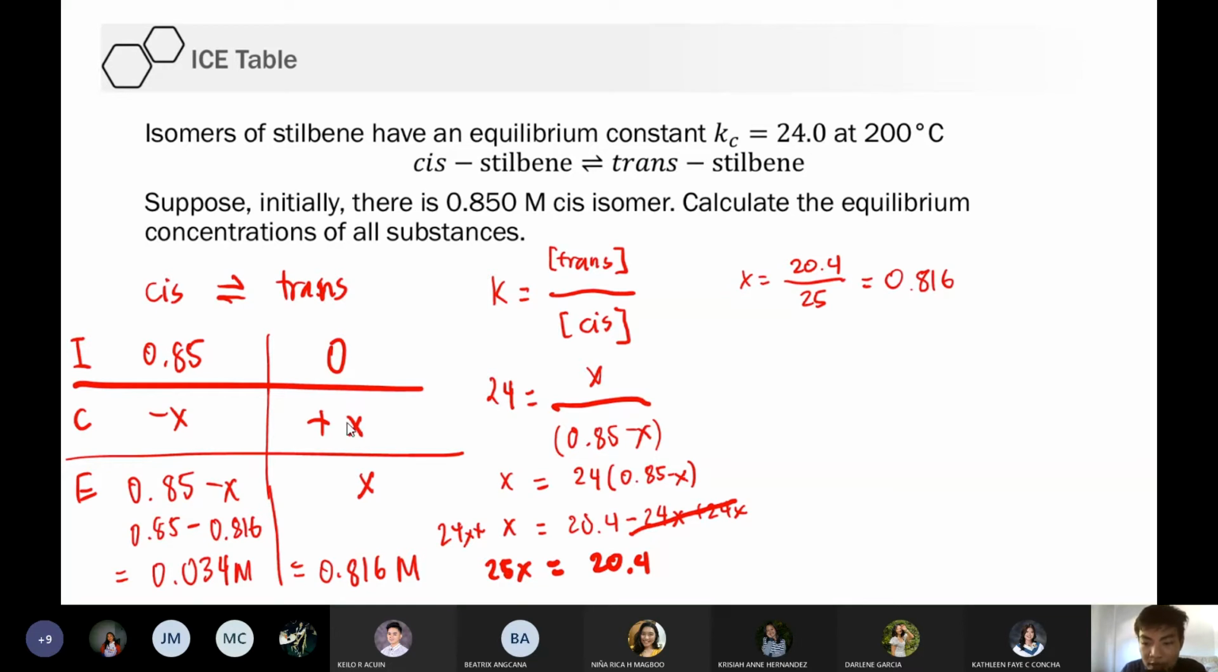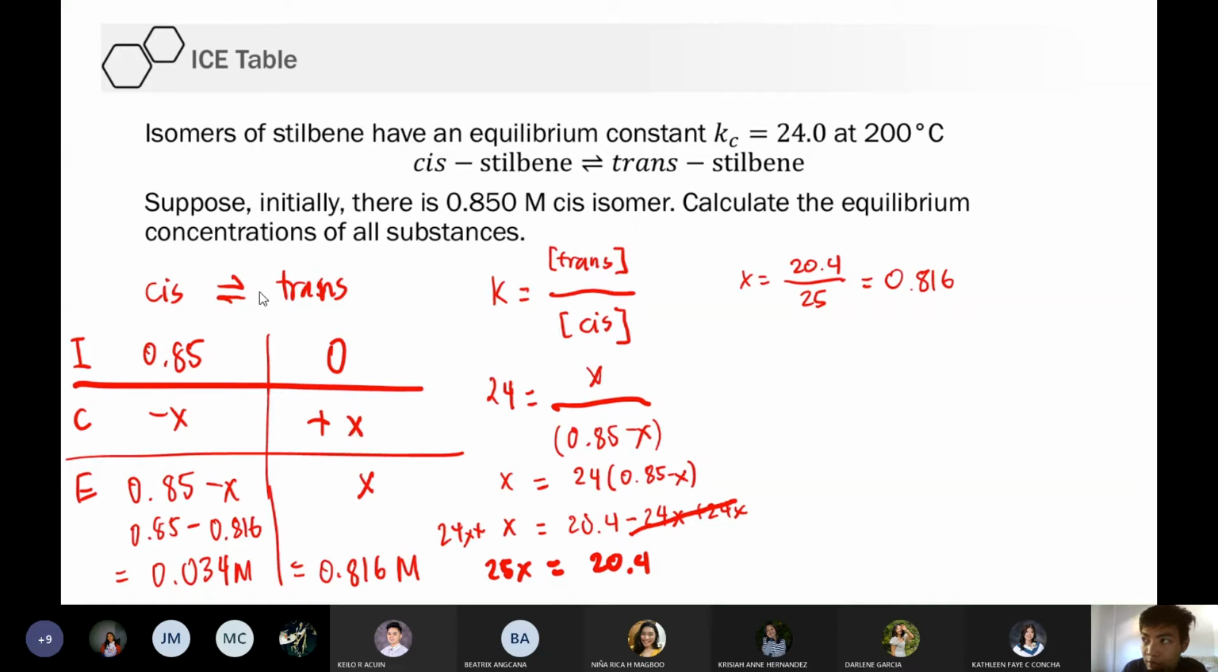What if our reaction is going to the reactant side? What is the change then? It will be positive for the reactant and negative for the product. So again, if your reaction is going to the right side, then the change for the reactant is negative and the change for the product is positive. If your reaction is going to the reactant side, then the change for the reactant must be positive and the change for the product must be negative.